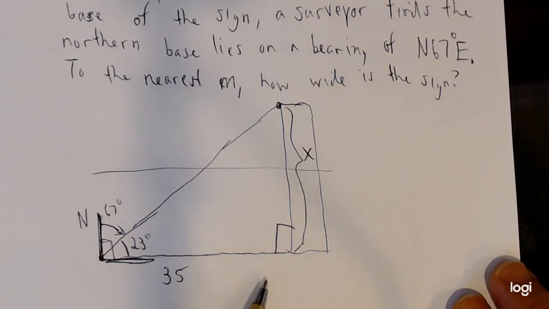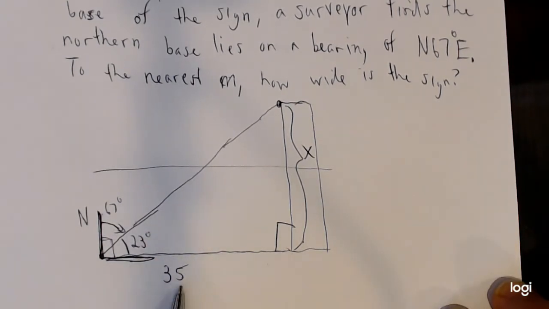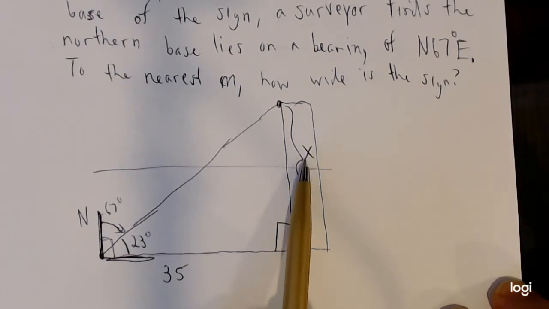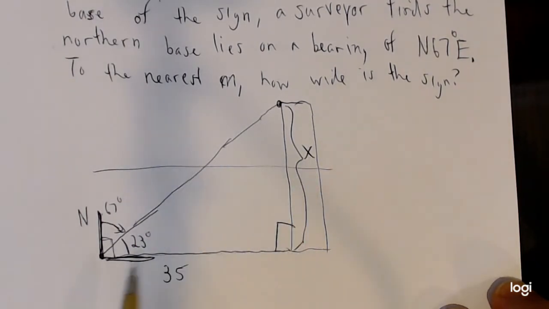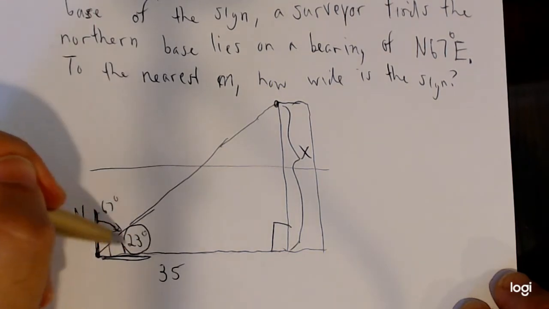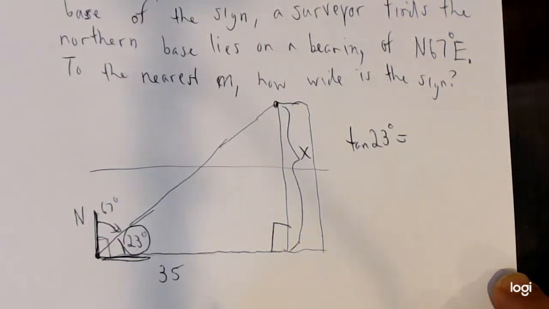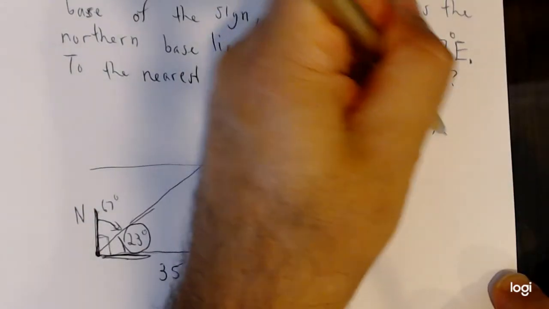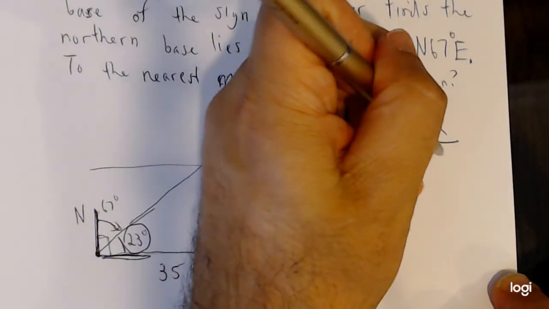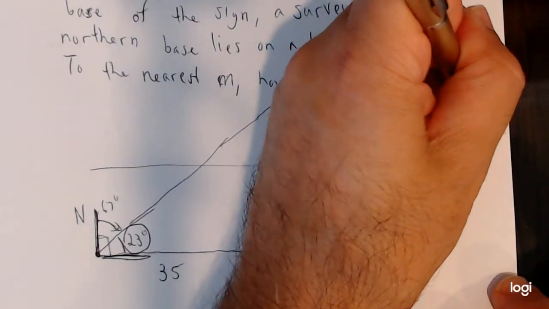Now look at all the information I just created based off of the word problem. I have a right triangle. I have this angle, the 23-degree angle, I have the adjacent information, and what am I trying to find? I'm trying to find the opposite information. So once again, opposite and adjacent turns out to be tangent again, right? So I'm going to say, okay, using this angle 23, tangent of 23 degrees is equal to opposite, which is x, over adjacent, which is 35. So now I'm going to solve for x. To solve for x, I'm first going to multiply both sides by 35.